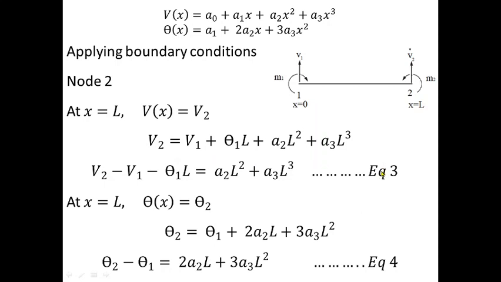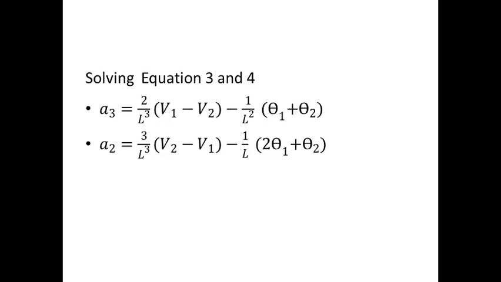You need to solve equation 3 and equation 4 in order to get a2 and a3. I will give you this as an assignment: solve equation 3 and equation 4 and obtain the value of a2 and a3. By solving equation 3 and 4, you will get a3 and a2. a3 will be 2 by L cube, v1 minus v2, plus 1 by L square, theta 1 plus theta 2. a2 will be 3 by L cube, v2 minus v1, minus 1 by L, 2 theta 1 plus theta 2.